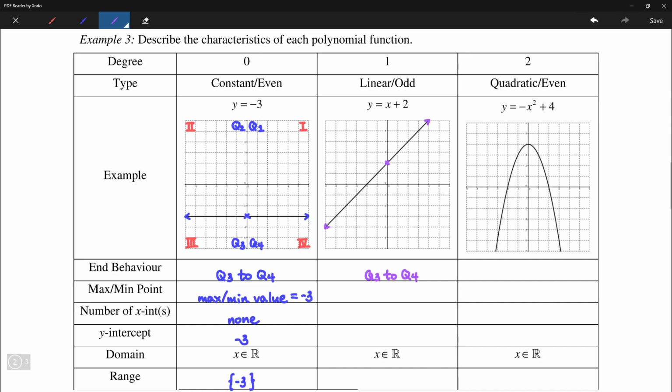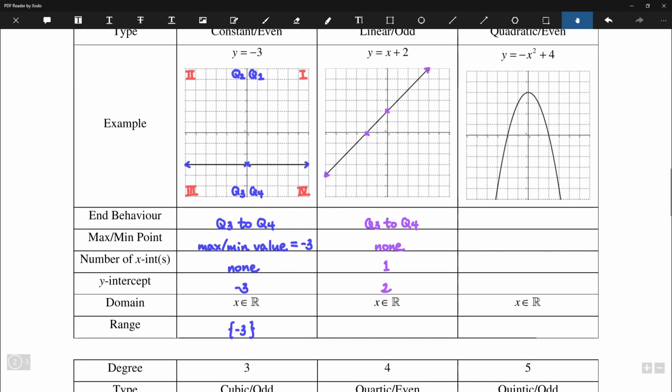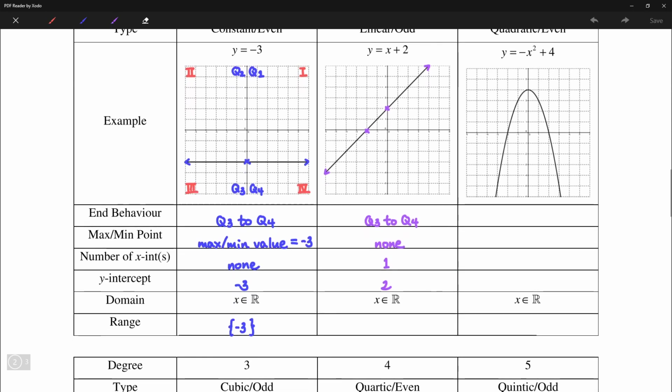Maximum minimum point, it doesn't have one, right? It's just a straight line, so it doesn't have a maximum or minimum point anywhere. Number of x-intercepts, it has exactly 1. It is at -2. But we're just interested in the number of x-intercepts that it has. The actual y-intercept is 2. And the range of this function is y is an element of the real numbers.